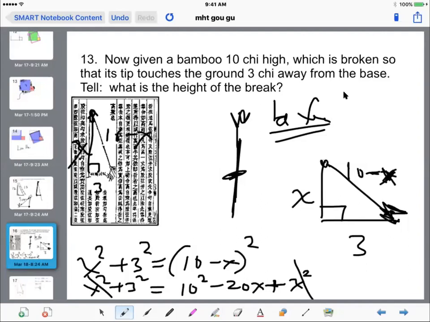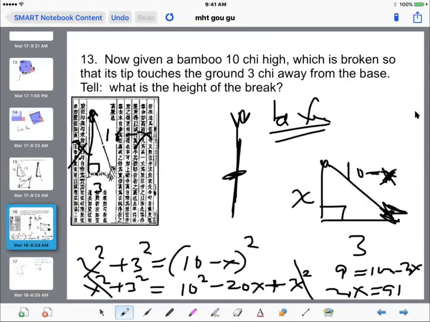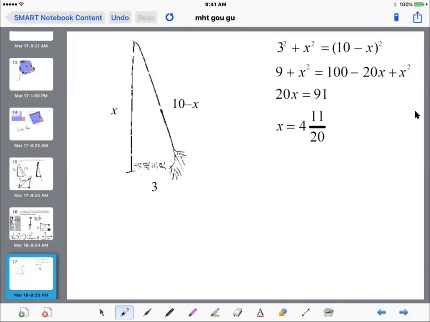So we're left with 9 equals 100 minus 20x, or 20x equals 91, or x equals 4 and 11 over 21. I don't know what levels of math you teach, those of you who are math teachers, but have you ever seen a question like this that does not require square roots and things being perfect squares? So that's called the bamboo question, and that is question number 13 in the Nine Chapters of the Mathematical Arts.